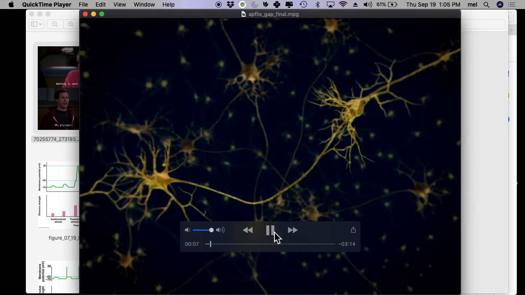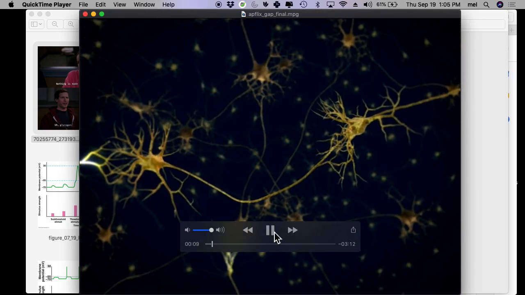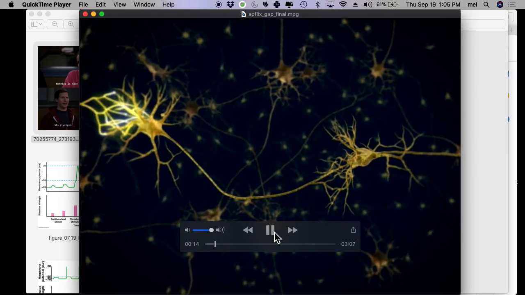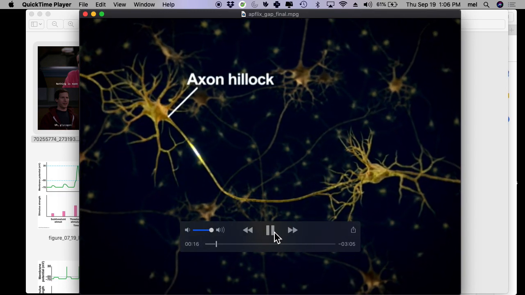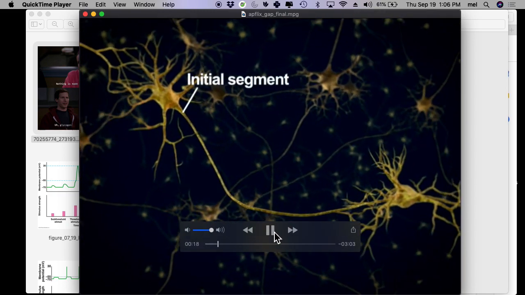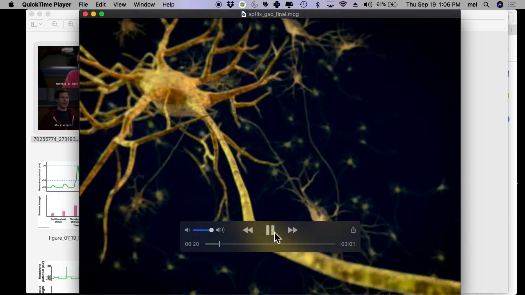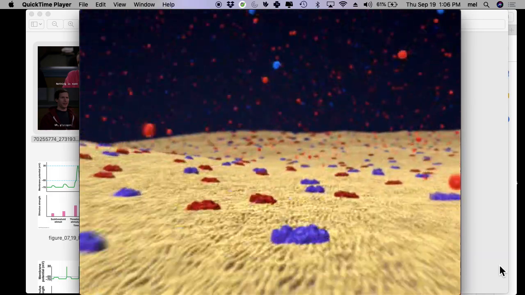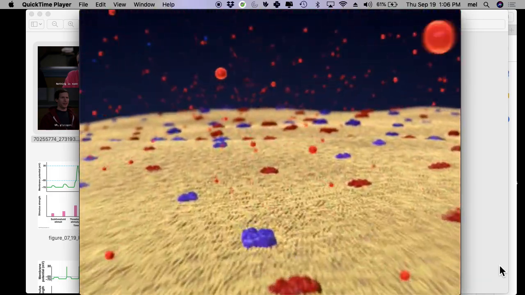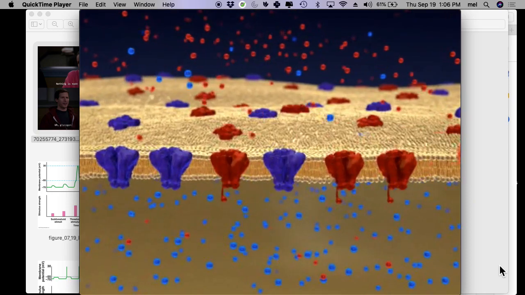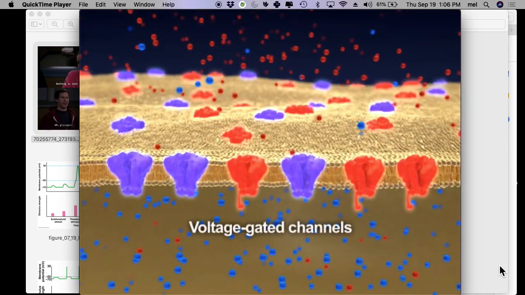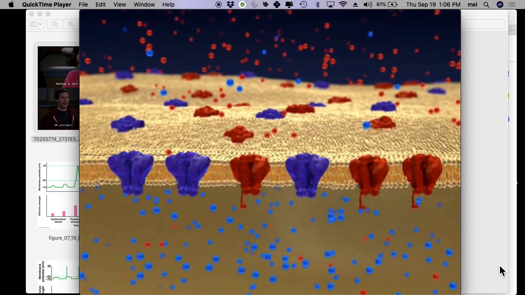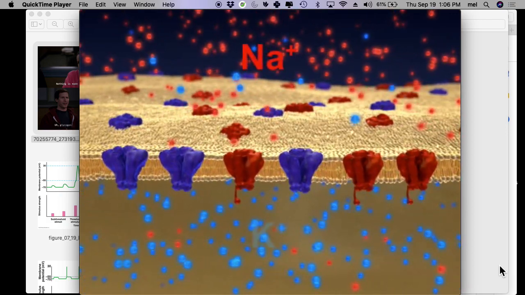Neurons send signals over long distances by generating and propagating action potentials. Most action potentials originate near the axon hillock of the cell body in the initial segment of the axon. It then travels the entire length of the axon. A closer look reveals that during an action potential, voltage-gated channels open and close, altering the permeability of the plasma membrane to sodium and potassium ions.